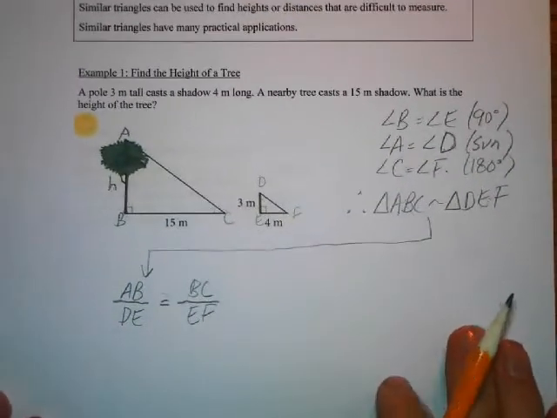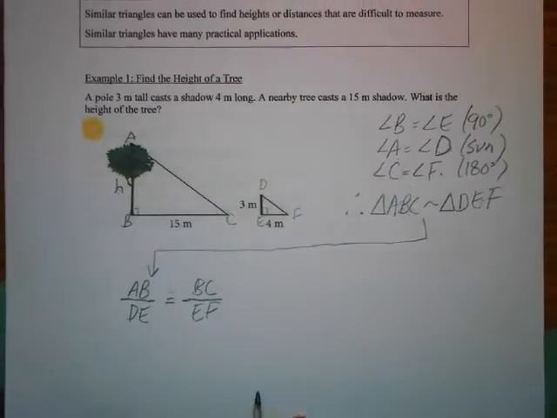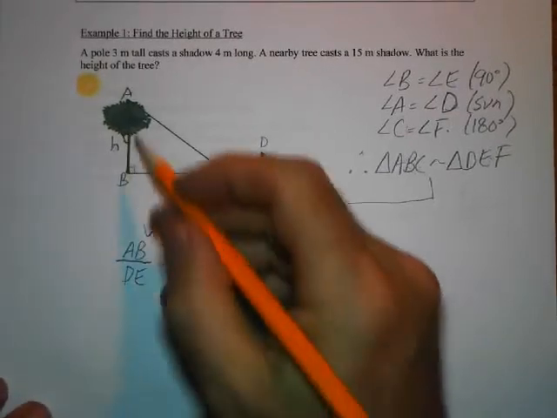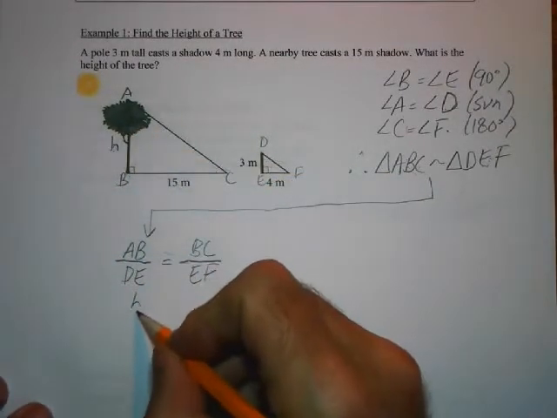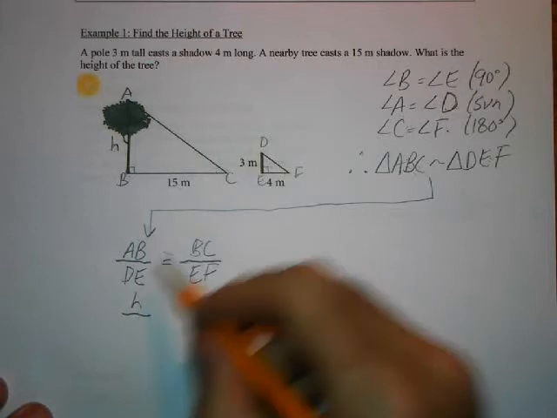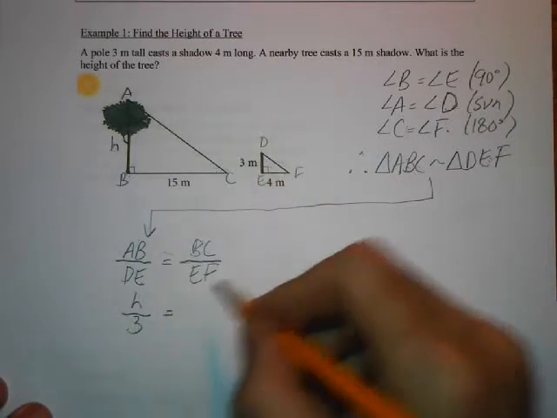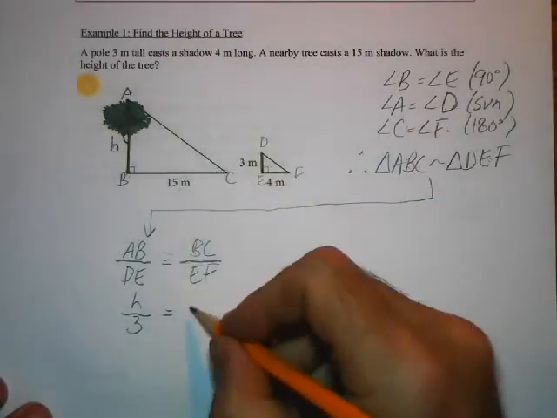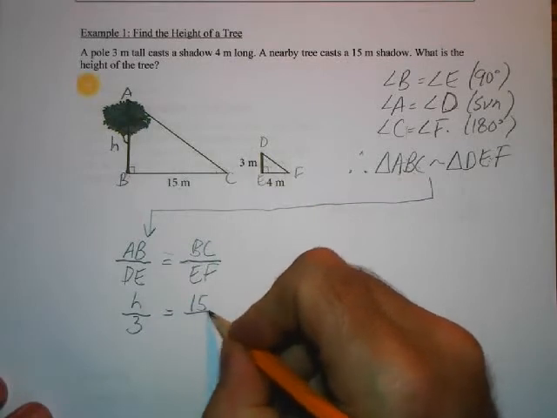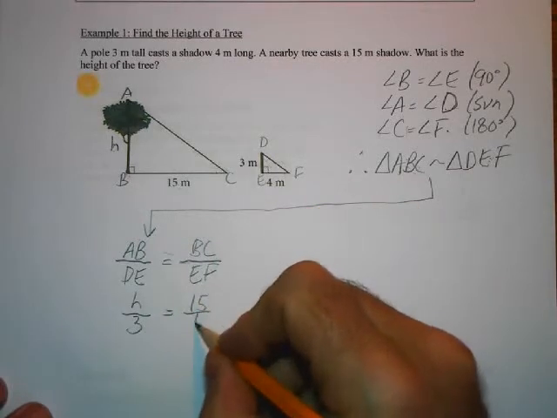changing these side names into actual lengths. Okay, so AB, we don't know. That's what we're trying to find out. That's H. DE is 3 meters. BC is 15. And EF is 4.